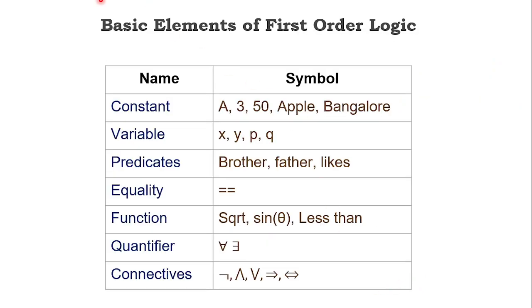Let me show a few basic elements of first order logic. The basic elements are: x, y, which we discussed as variables; a, number, apple, which are called constants; likes, brother, father, which are called predicates. We can also use the equality symbol and some mathematical functions, such as square root, sine, less than, greater than. Quantifiers we know: for all, there exists. Connectives we already discussed, and again I am repeating: negation, conjunction, disjunction, implies, biconditional.